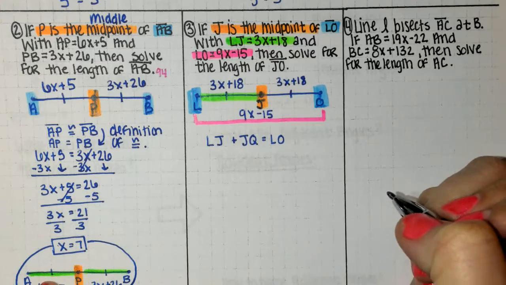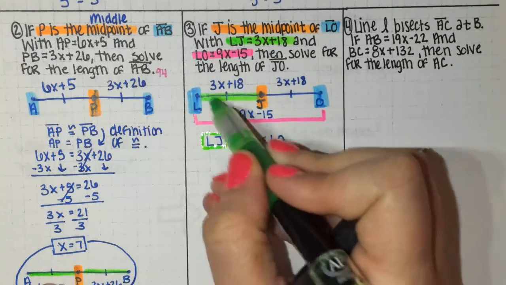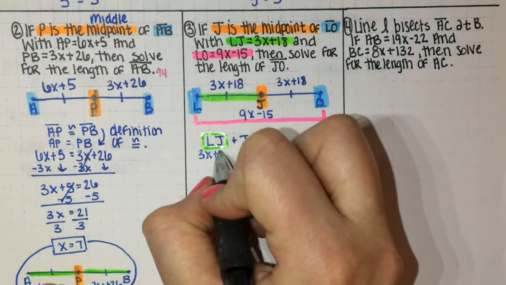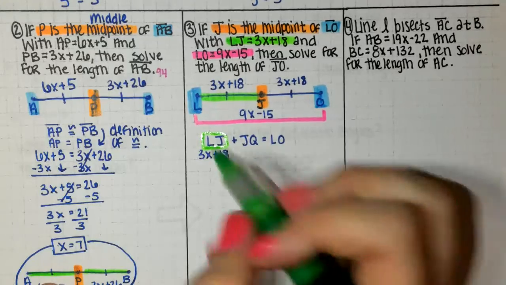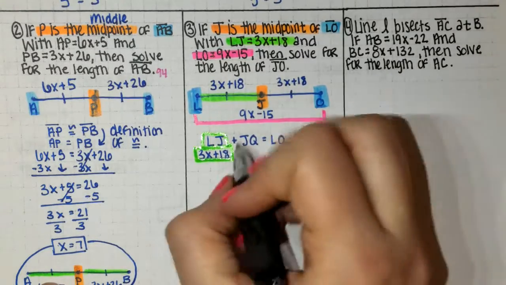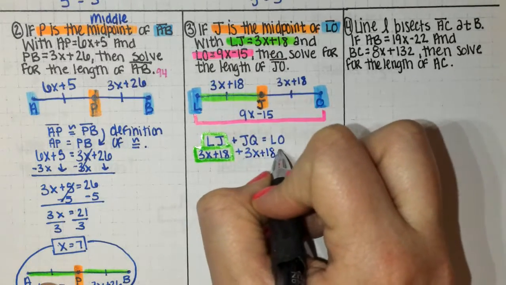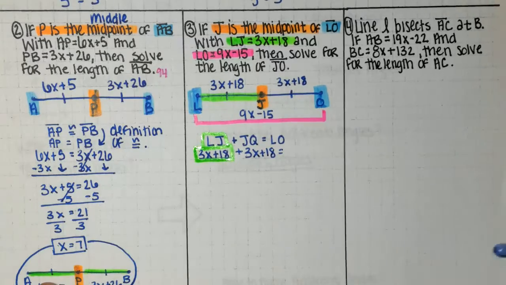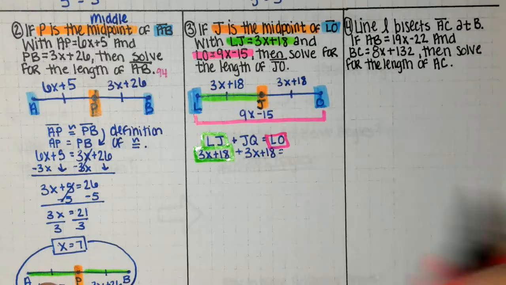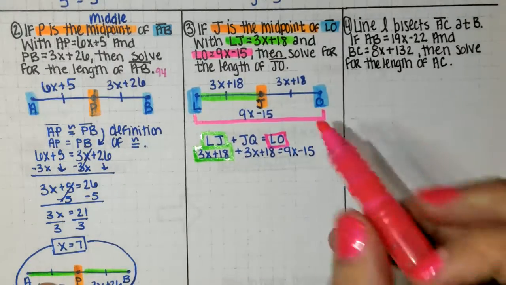Okay. As we substitute, we already know that LJ's measurement is 3x plus 18. Okay, we already know that, 3x plus 18. We also know that JO is 3x plus 18 because they're the same. Then we have LO. LO is represented by the full segment, and it's 9x minus 15, which is here.